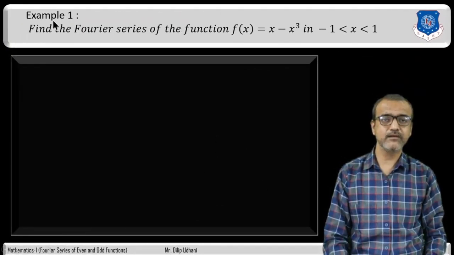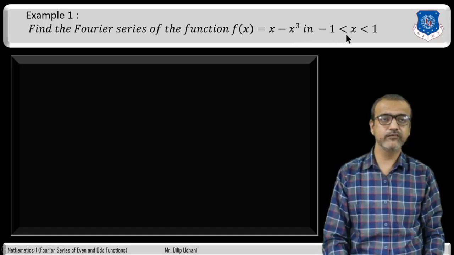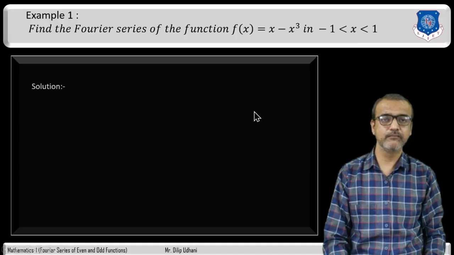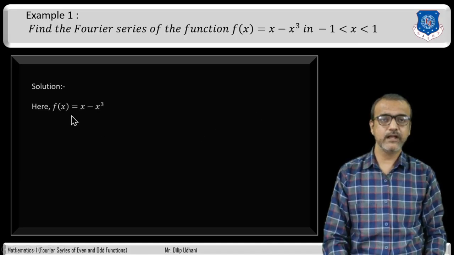Now we will discuss example number 1 related with this topic. Find the Fourier series of the function f of x equals to x minus x cube in minus 1 less than x less than 1. Here f of x equals to x minus x cube and the interval is minus 1 to 1.